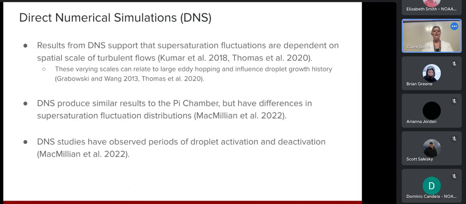In addition, the DNS produced similar results to the pi chamber, but it did have some differences in their supersaturation fluctuation distributions. But much like the pi chamber, there were periods of droplet activation and deactivation. One thing to note with this DNS is, again, just that the Reynolds number still remains relatively low compared to what's actually seen in the pi chamber. And so that is a limitation of the DNS because of its computational expense.